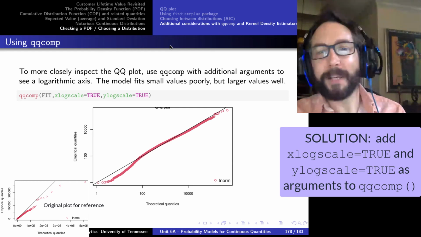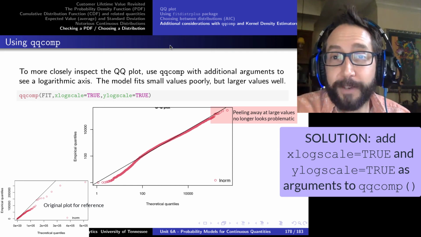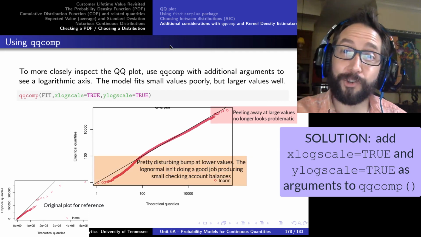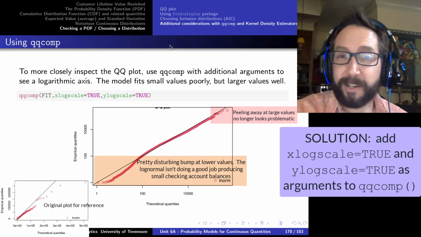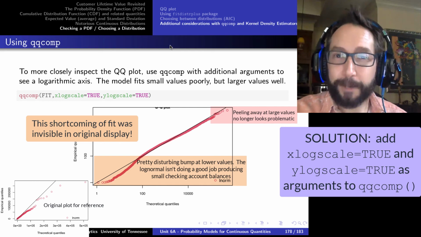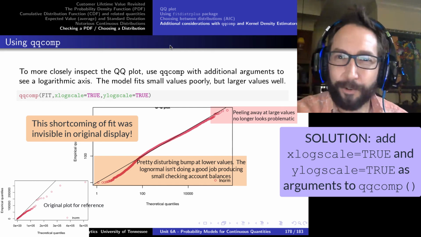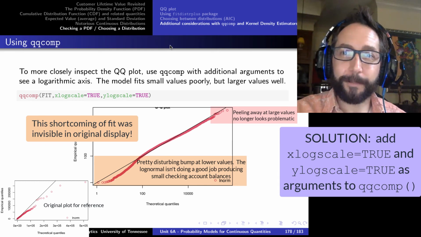So that strong peeling away that we saw at larger values in the previous plot doesn't look so severe anymore, but we do see a pretty big issue with values on the lower side. This model seems to be doing a pretty poor job of reproducing the frequencies of people having values between about $1 and $100 in their checking account.